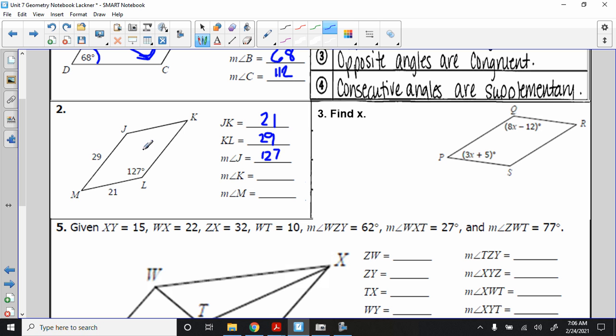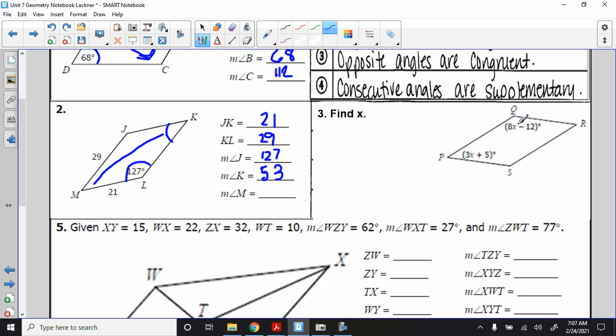Now angle K is our first neighbor consecutive pair with angle L. So those add up to 180. So that one has to be, let's see, 43. No, 53. So 53 and 127 add up to 180, and angle K and angle M are equal. So this would be 53 as well.